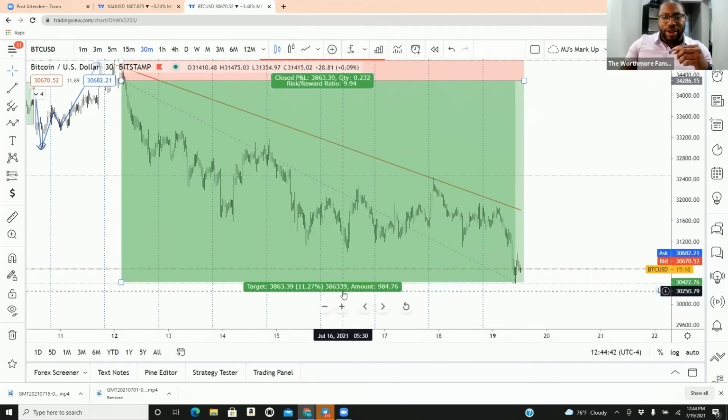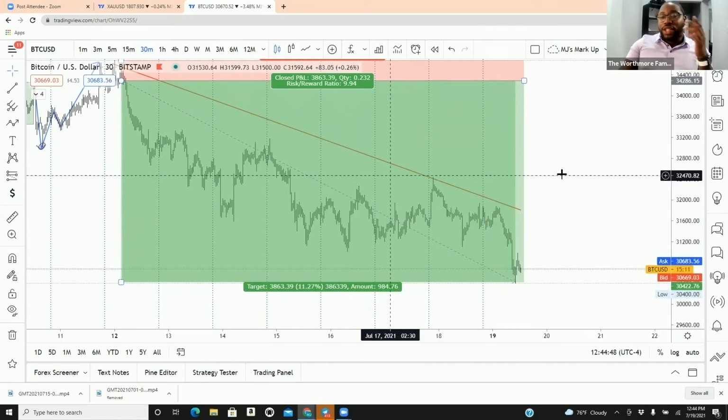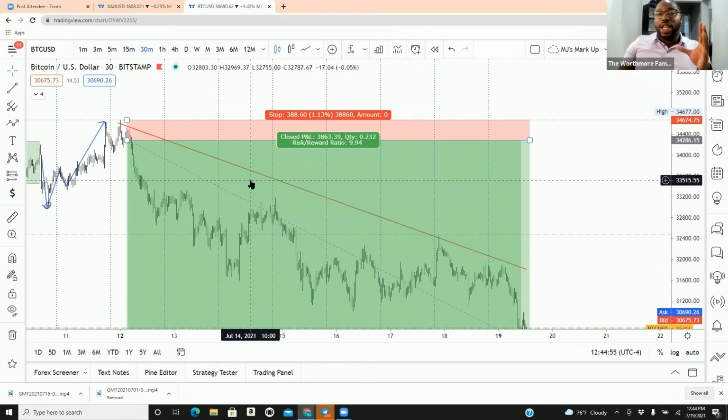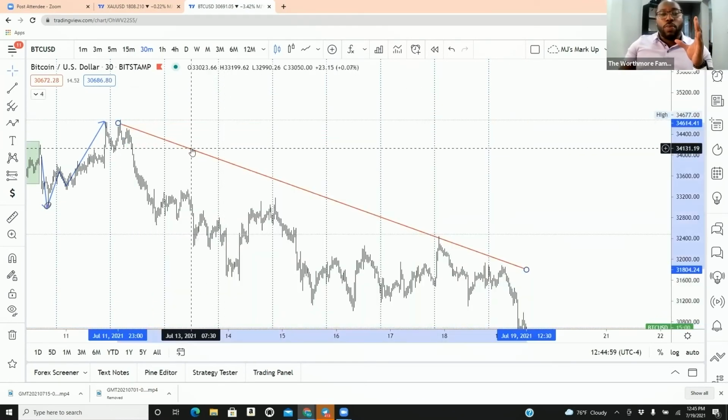I mean, look at that right there. 386,339 pips. You kidding me? That's crazy. So this just lets you know just how powerful these trade opportunities are, because I'm telling you, when you understand these whipsaw patterns, man, these whipsaw patterns pay out so much money.